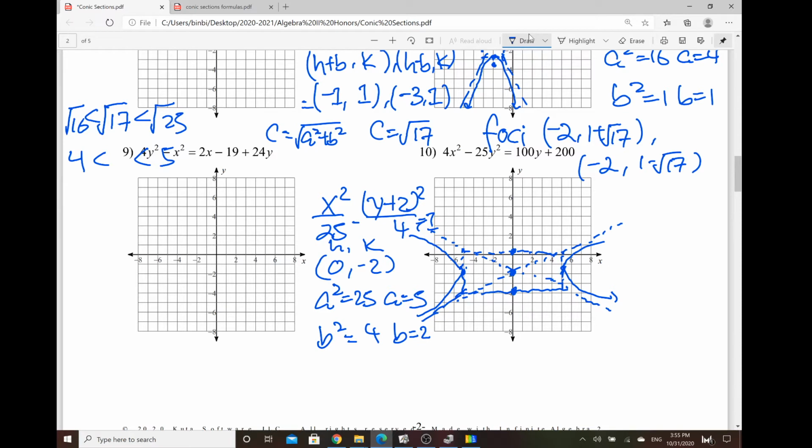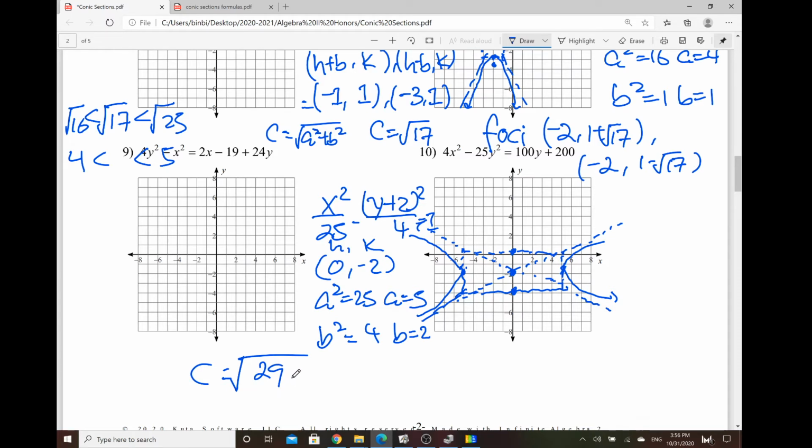Well, the next thing that we want to find is the foci. Okay, let's find the foci. The way to find the foci is to find the value of c. So c is what? Square root of a squared plus b squared. So 25 plus 4, 29. So square root of 29.